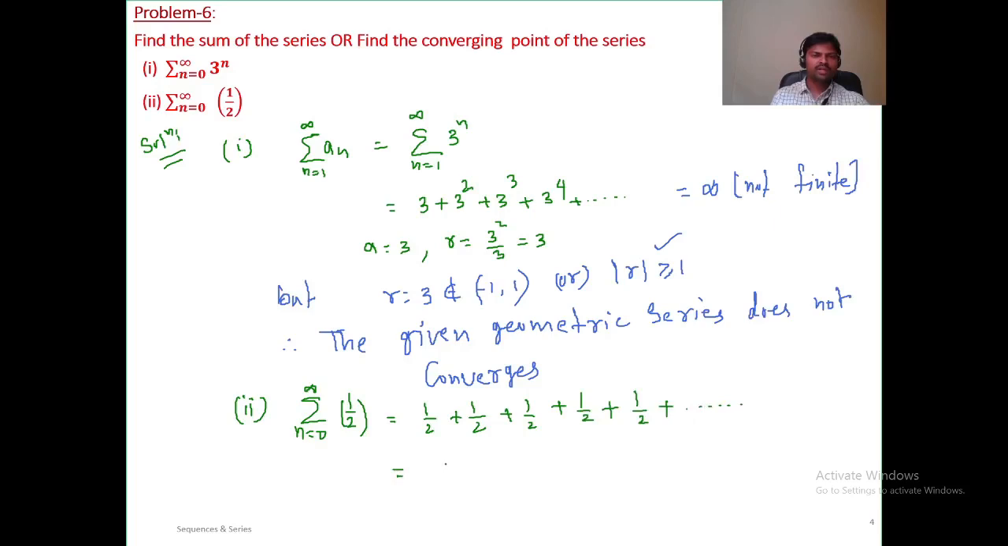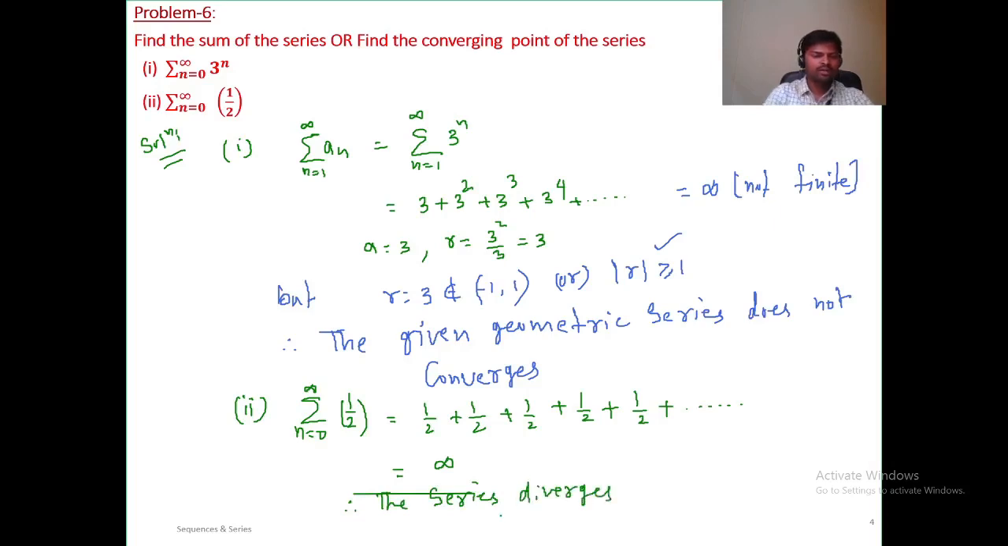By observation clearly, what I can say here: 1 by 2, 1 by 2, 1 by 2, and we keep adding all these. What do you get? 1 by 2 plus 1 by 2 is 1, 1 plus half is 1 and a half, 1 and a half plus half is 2, 2 plus half is 2 and a half, keeps on increasing. Therefore, it is possibly infinity. Therefore, the series diverges.